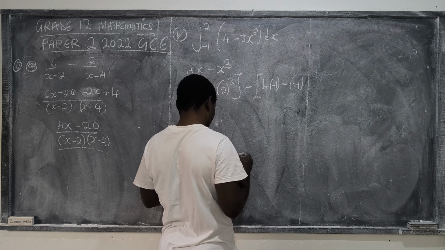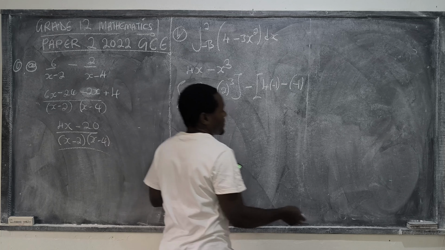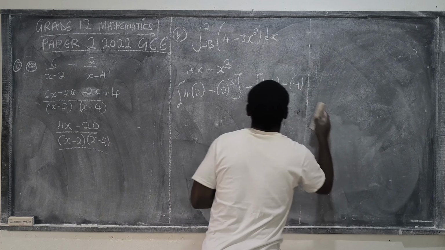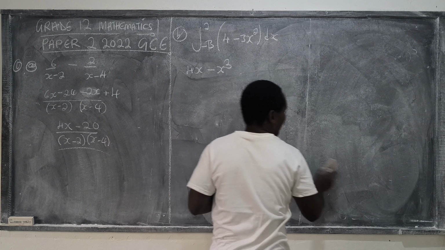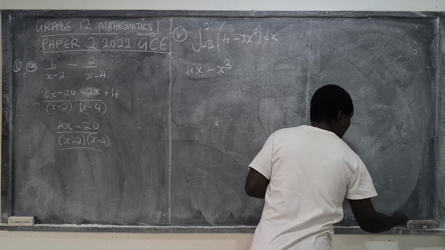Okay, so sorry, it is negative 3, not negative 1. So here it is negative 3. Okay, so negative 3 there. So you're going to have 4, open bracket, 2 close, minus open, 2 close to the power 3.